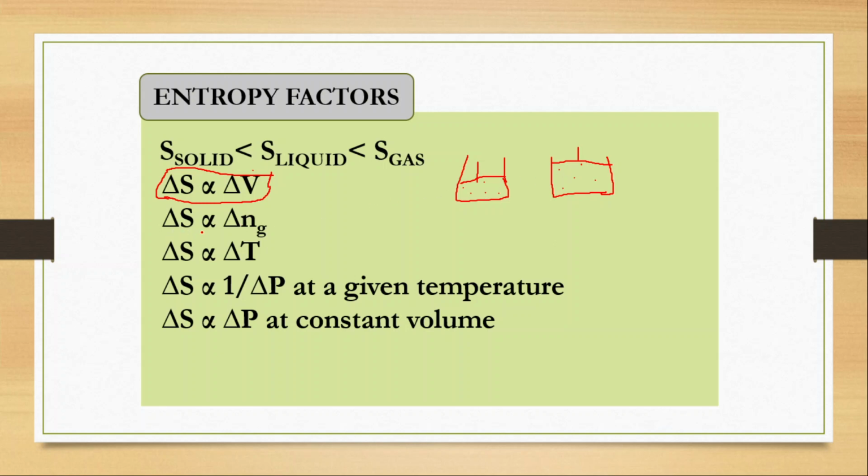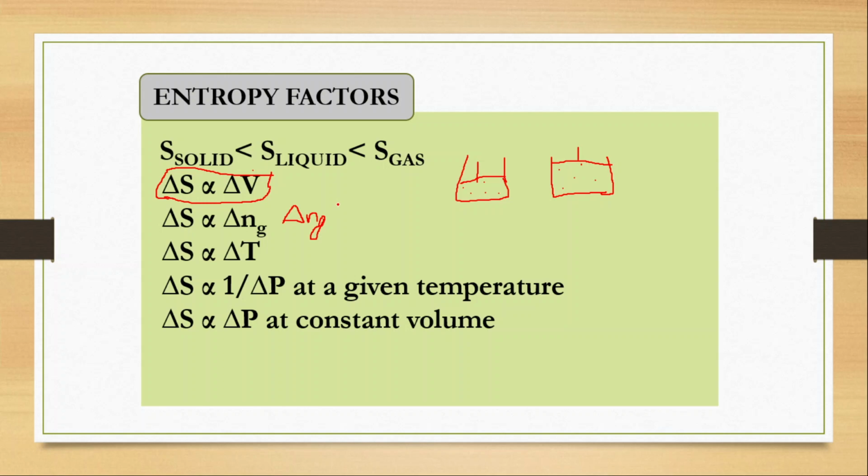Now delta S is directly proportional to delta Ng. Delta Ng is nothing but the change in number of gas particles. So suppose delta Ng is greater than 0, or it is a positive value, that is, delta Ng is increasing.